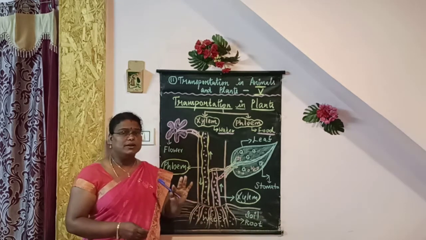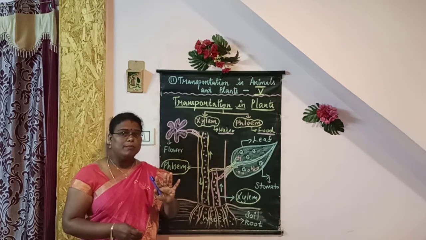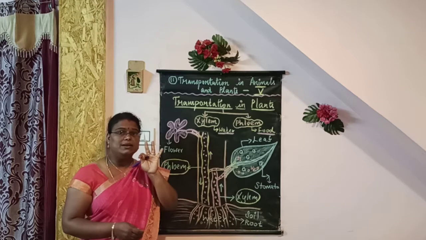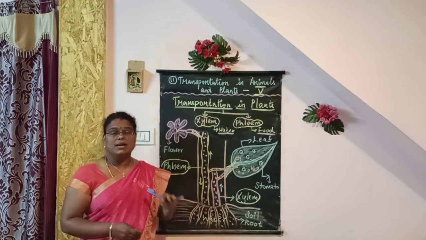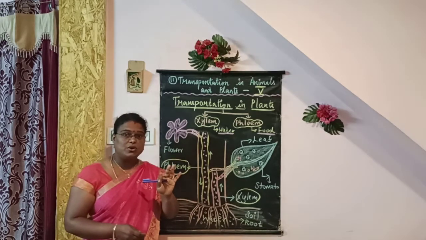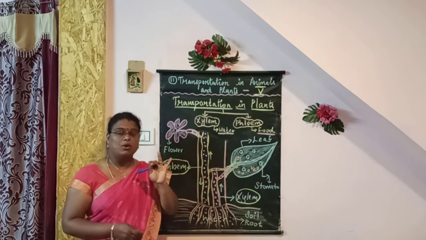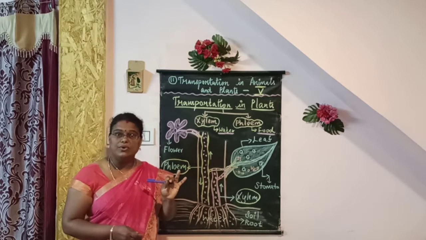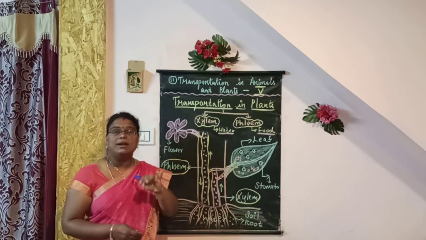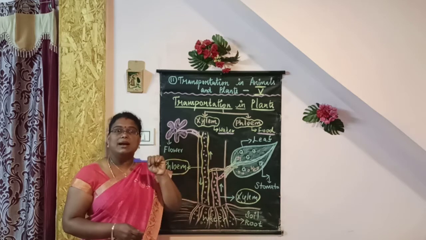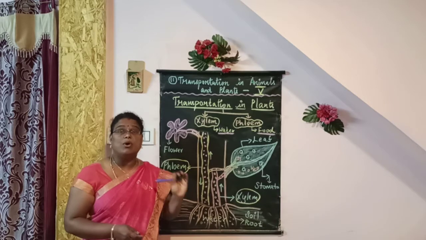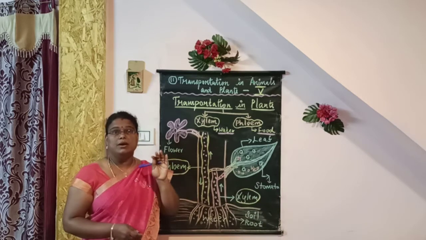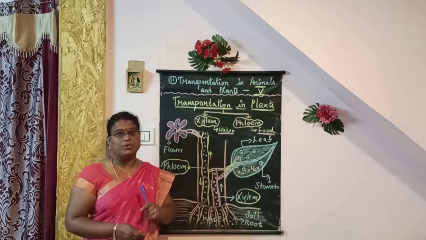So, these four raw materials are very important for the preparation of the food. If any one raw material is absent, the plant can't undergo photosynthesis. If chlorophyll is not there, it can't undergo photosynthesis. Water is not there, it can't undergo photosynthesis. Solar energy is not there, it can't undergo photosynthesis. Carbon dioxide is not there, it can't undergo photosynthesis. So each and every raw material is very important for the preparation of the food or photosynthesis.